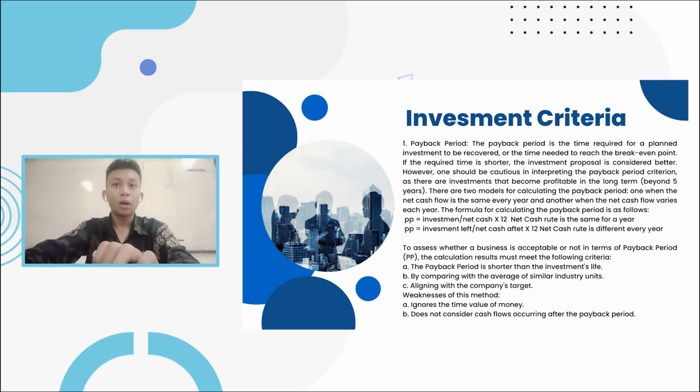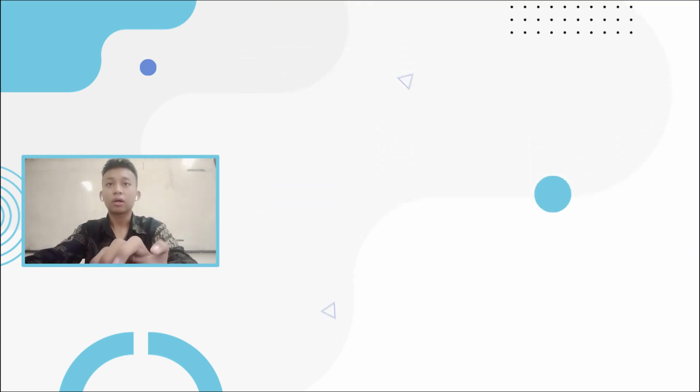To assess whether a business is acceptable or not in terms of payback period, PP, the calculation results must meet the following criteria. A. The payback period is shorter than the investment's life. B. By comparing with the average of similar industry units, aligning with the company's targets. Weakness of this method. Second, benefit or cost ratio.